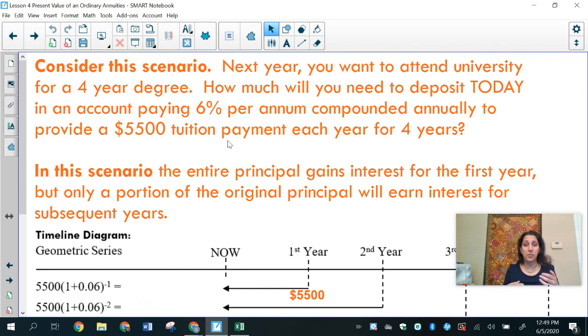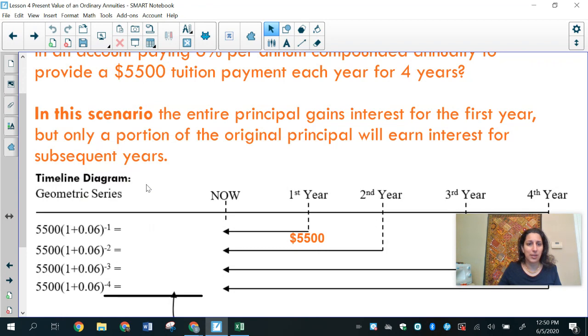Now you could borrow it from something like OSAP. OSAP is an Ontario government fund that you can apply for. You're not guaranteed to get it, but you can apply to OSAP and borrow the money, or you can just go to some bank and say, hey, can I get a loan? And so what you're trying to figure out here is, what amount do I need to borrow today so that every year for the next 4 years I can give my university $5,500. So here's the timeline scenario.